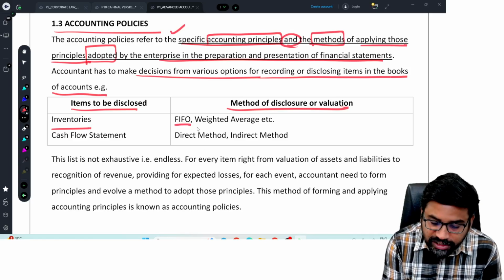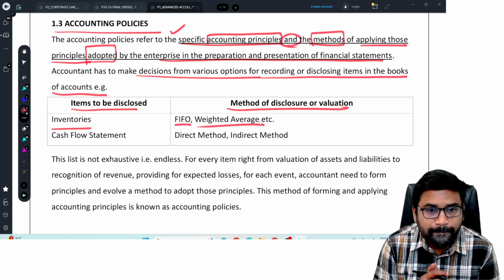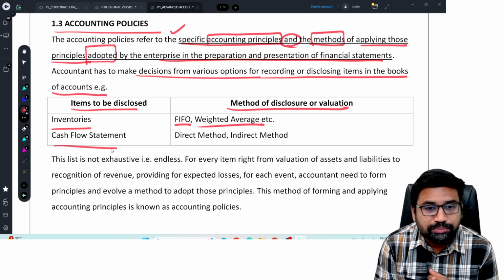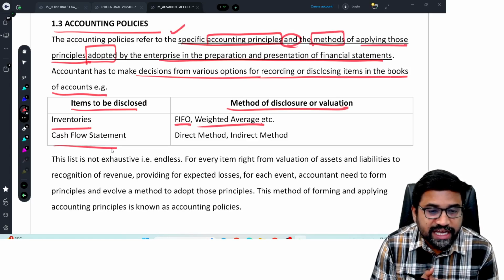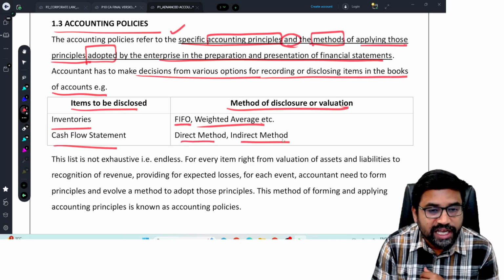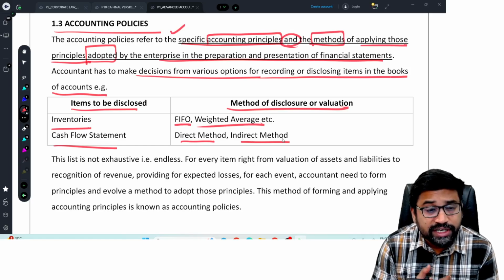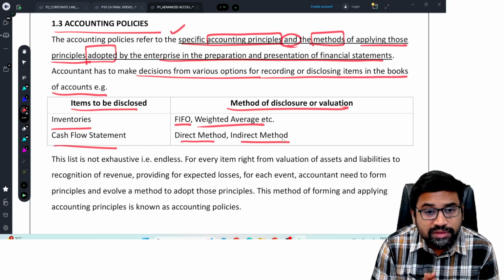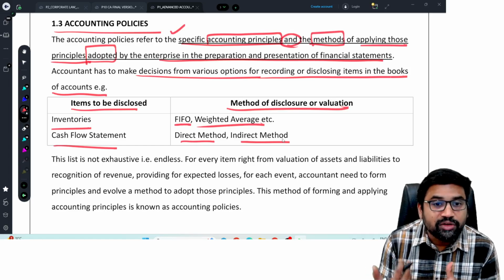FIFO method we are following or weighted average method we are following. Suppose we need to prepare a cash flow statement as per Accounting Standard 3. Which method we need to follow? Direct method, indirect method. There are two methods of presenting a cash flow statement. Which method I need to follow? As an accountant, I need to choose. Whatever I choose, that's my accounting policy.